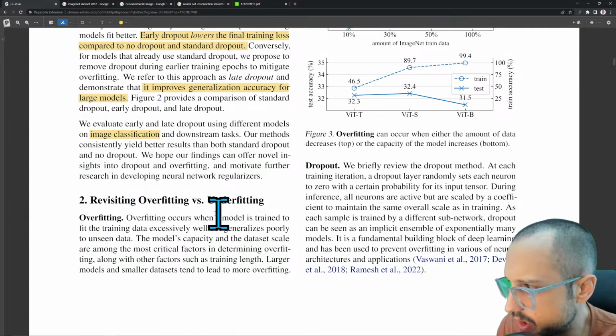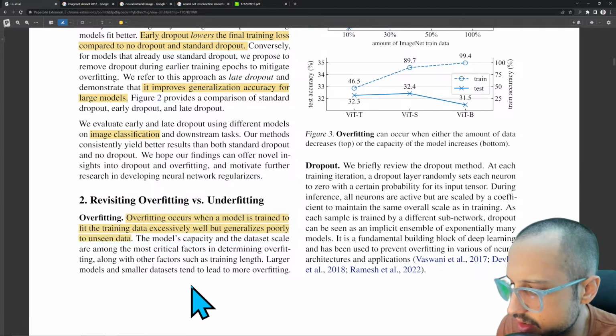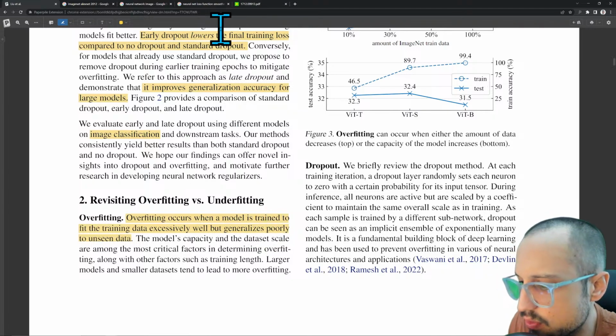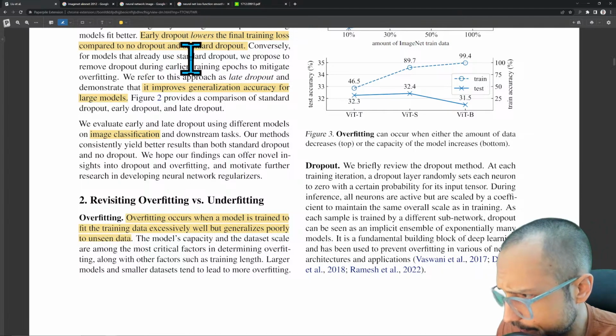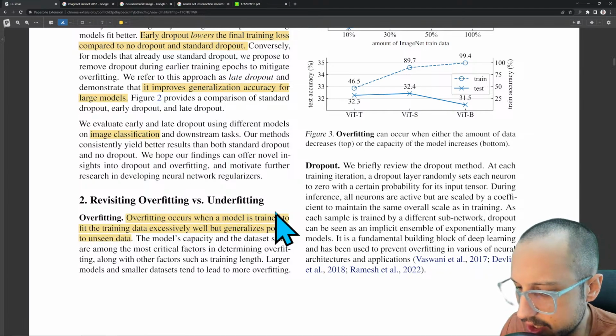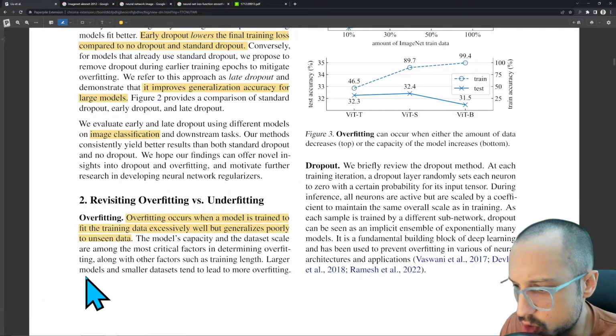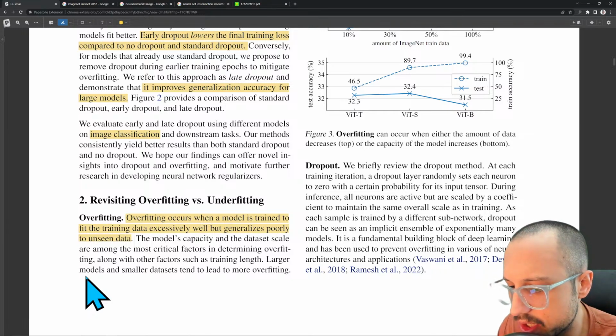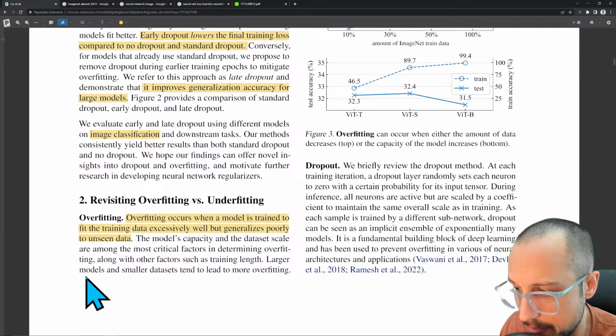Overfitting occurs when a model is trained to fit the training data excessively well but generalizes poorly to unseen data. Yeah, so nice little definition. The definition that I use all the time is memorizing. You can think of overfitting as the model memorizing the data set. It's constrained to the data distribution that it's trained on. The data that you train on has some distribution, and when you are overfit, your model is very good at predicting within the bounds of that distribution, but it becomes increasingly worse at predicting outside of the bounds of that distribution.